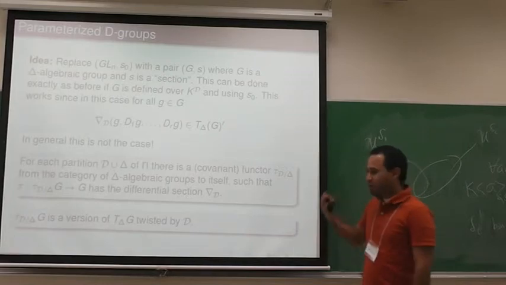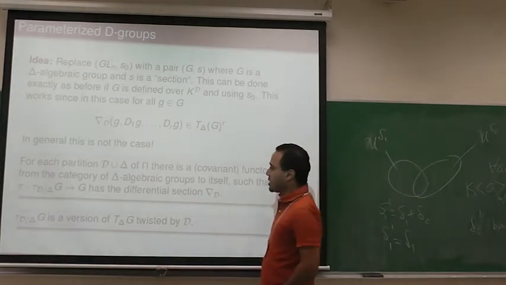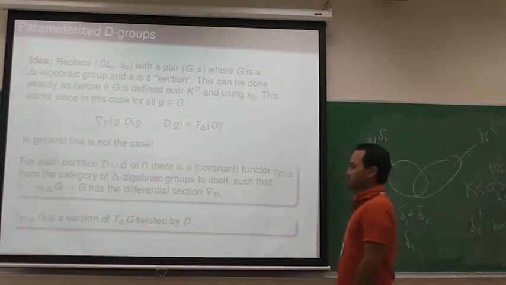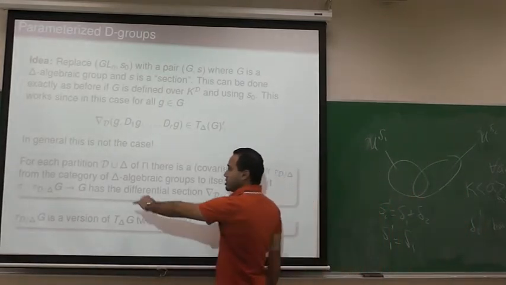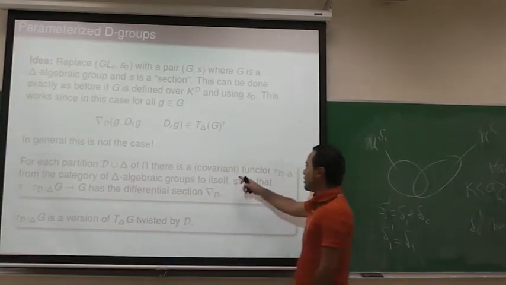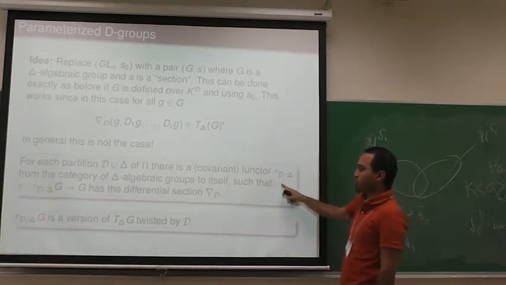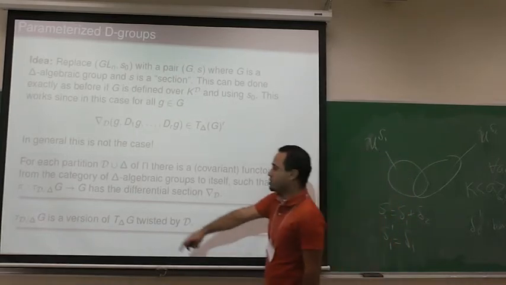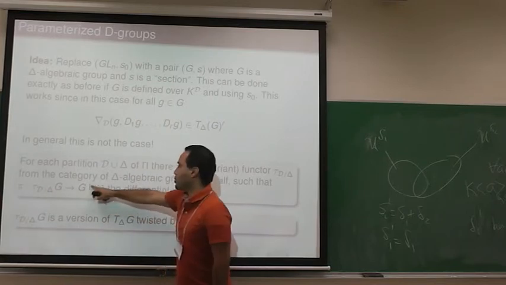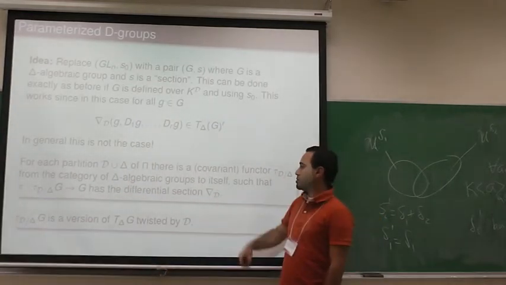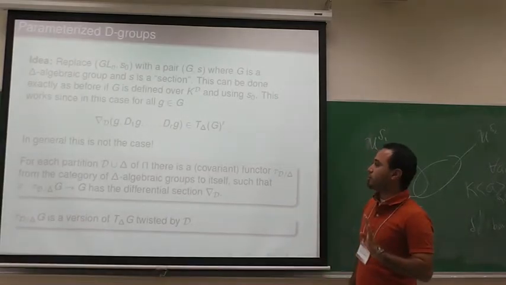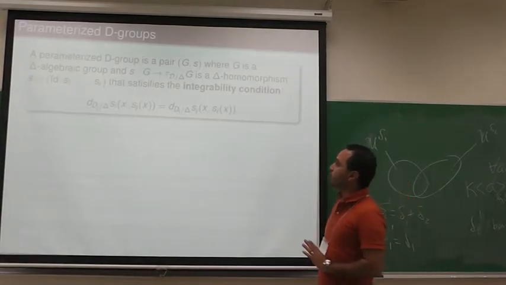People have been using this word, I hope I mean the same thing. But you replace it with the prolongation. So the point is that for each partition, there is a covariant functor, which is the prolongation, such that you have a prolongation, and this is a section. That's all I want to say about it. So you have to understand your model for the prolongation.